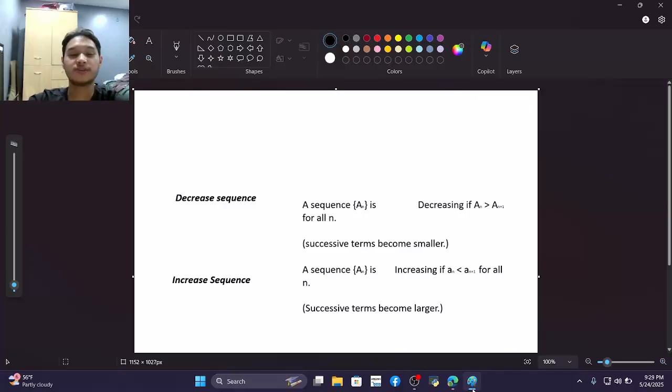So how do we identify a decreasing sequence? If the first term is larger than the next term, then the sequence is decreasing. But if the first term is smaller than the next, the numbers are increasing, then it becomes larger.